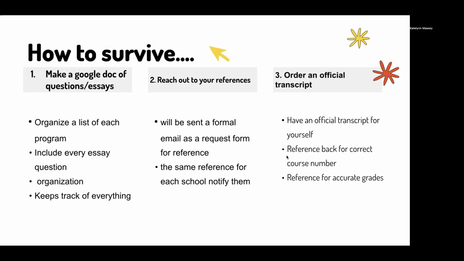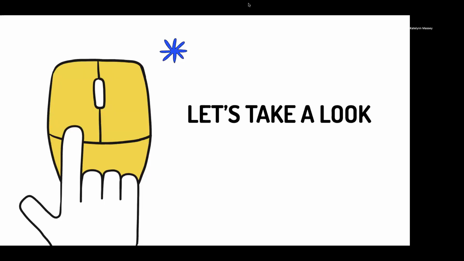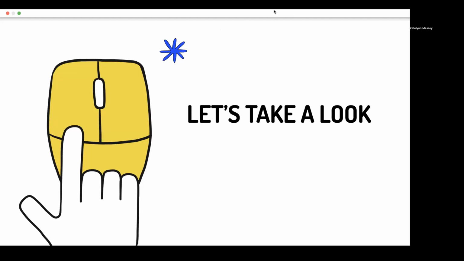All right. Number 3, order an official transcript for yourself. So I ordered a physical transcript just because I have a lot of stuff on my computer. You can also have one on your computer, but just make sure you have it. So when you're matching your prereqs to the classes you did through PTCAS, it's just easier to see everything. And it's easier to reference back for your correct course number, and then reference for the accurate grade letter and everything. So just have one for yourself in addition to the other ones that you're going to need for different schools. All right, so I'm going to stop sharing this.